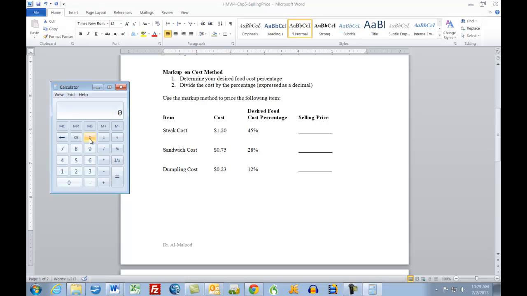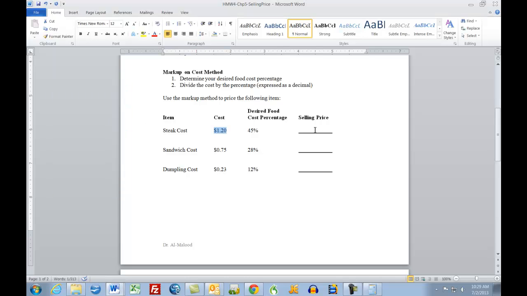Divide the cost by the percentage. The cost is $1.20 for the steak. We want to divide the steak cost by the desired food cost percentage as a decimal. 45% represented as a decimal is 0.45. So when I divide $1.20 by 0.45, I get a selling price of $2.67. So you're going to go here and enter $2.67. This is how you solve the markup on cost method.